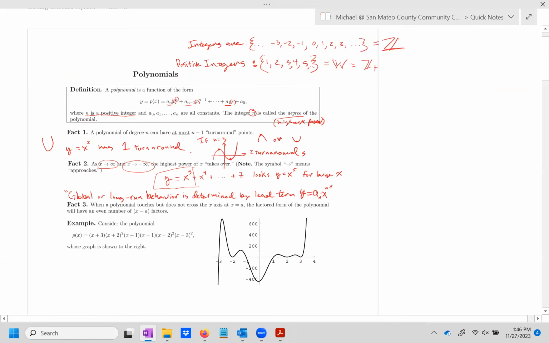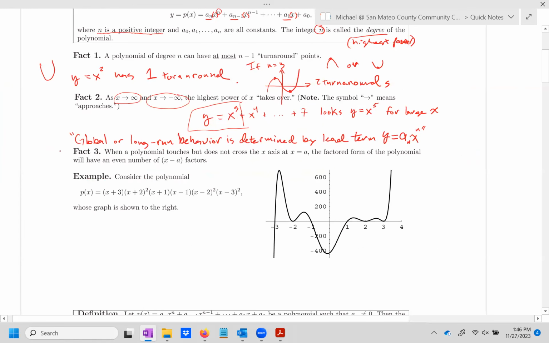Now, look at this last fact. Fact 3. When a polynomial touches but does not cross the x-axis, the factored form of the polynomial will have an even number of factors. Okay? Right? Great. What the hell does that mean?